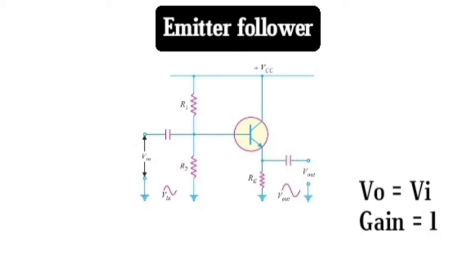That is why emitter follower has a unity gain, that is, it can couple more amount of signal from one stage to another stage, and this can also be used as a buffer, that means it has high input impedance and low output impedance, which can be used to match the impedances.